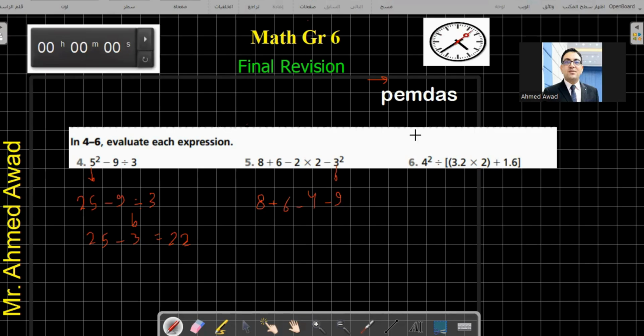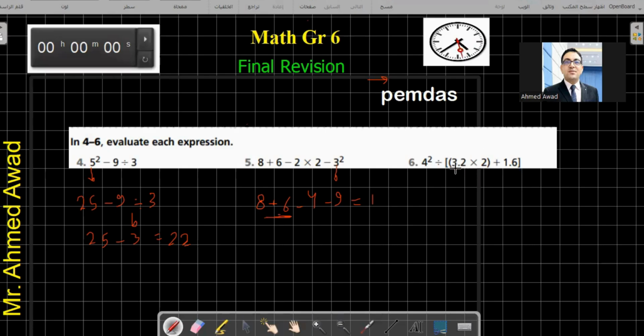Now, addition, then subtraction. So 8 plus 6 equals 14. 14 minus 4 is going to be, yes, 10. Now 10 minus 9 is going to be 1. So the final answer here is going to be what? It's going to be 1. Okay? Okay. Now, what about number 6, guys?